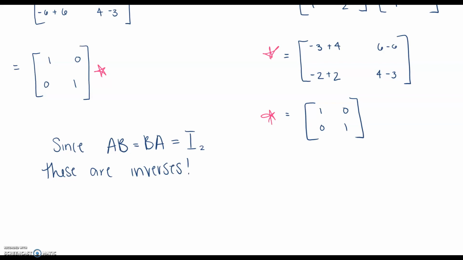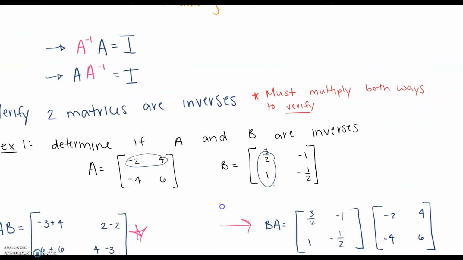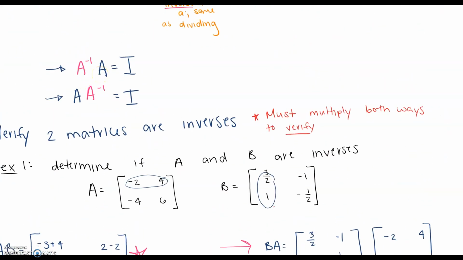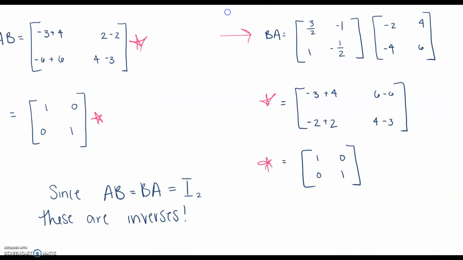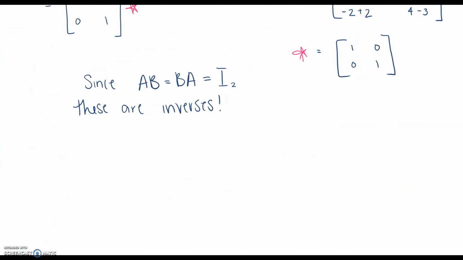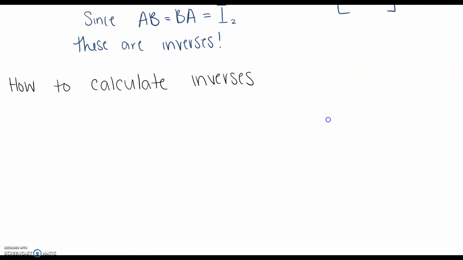Now, the question is, how do we calculate just an inverse? So we learned how to verify, right? Inverse, if we multiply them together, we get the identity matrix. So how can we just find an inverse? So I'm just going to do one example. We might have to go into 2 videos, sorry. And then tomorrow we can practice this some more. So how to calculate inverses.